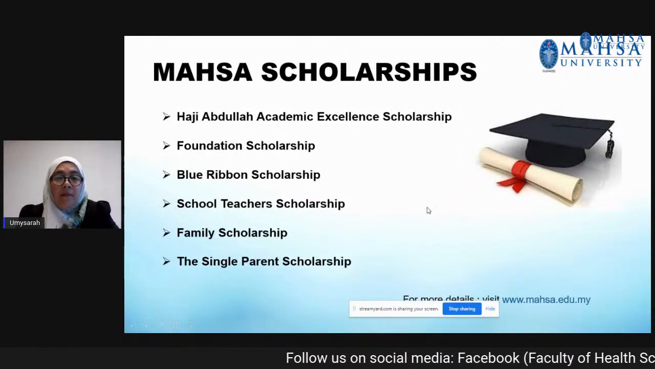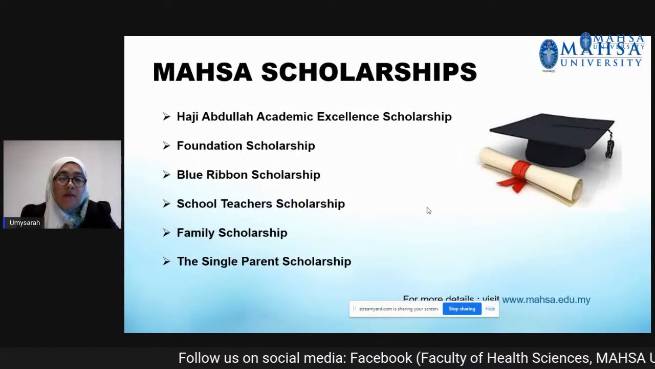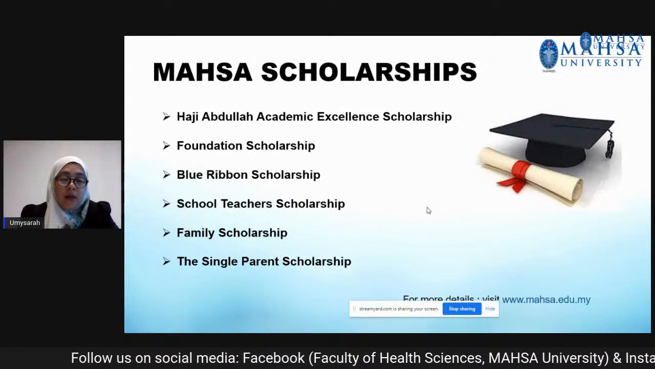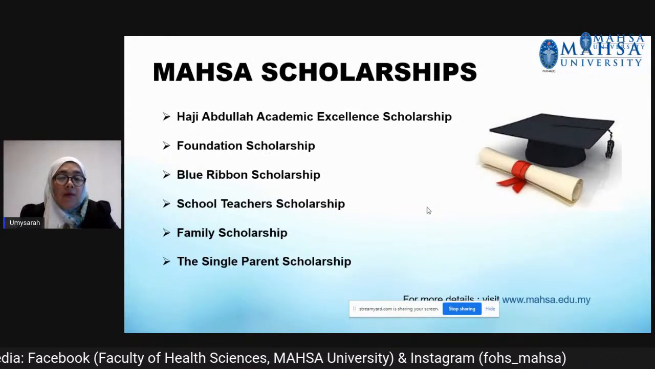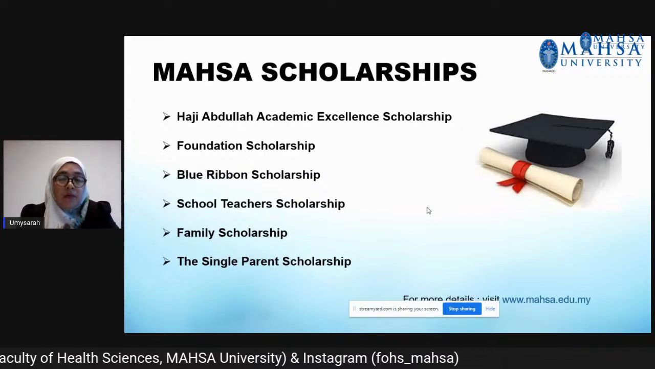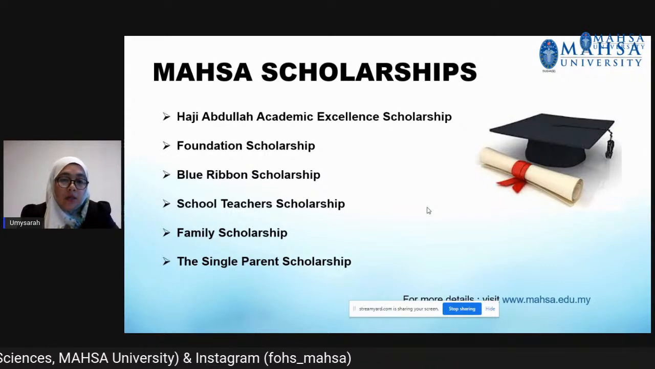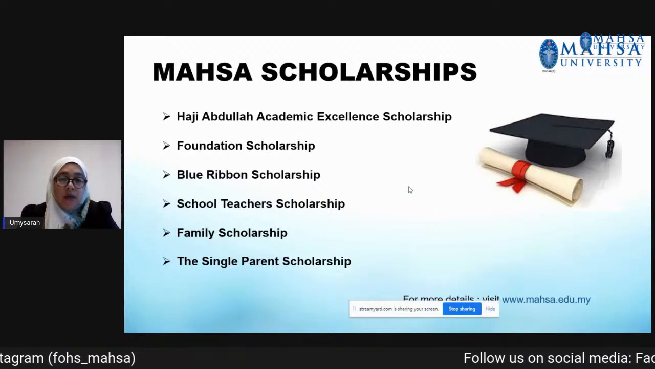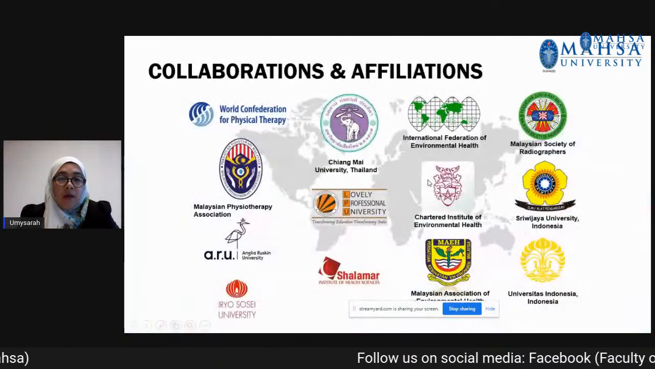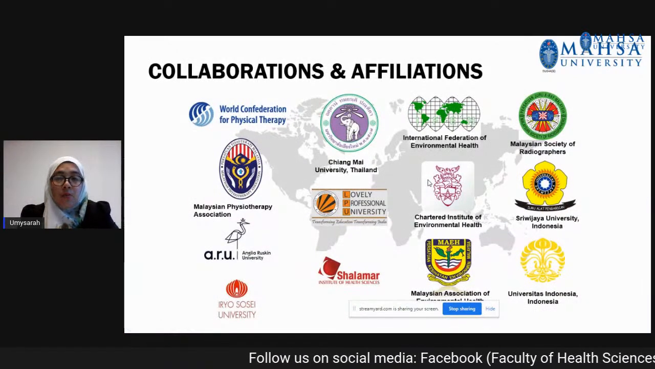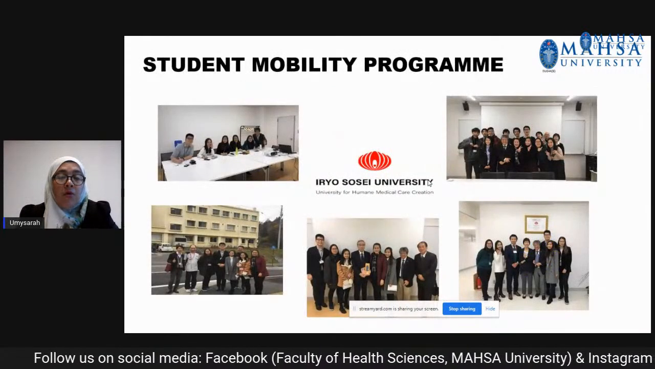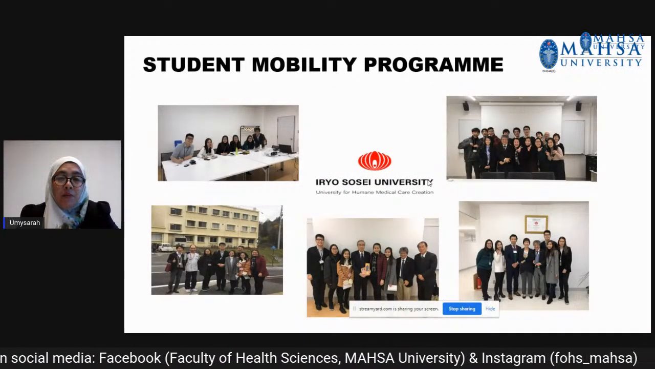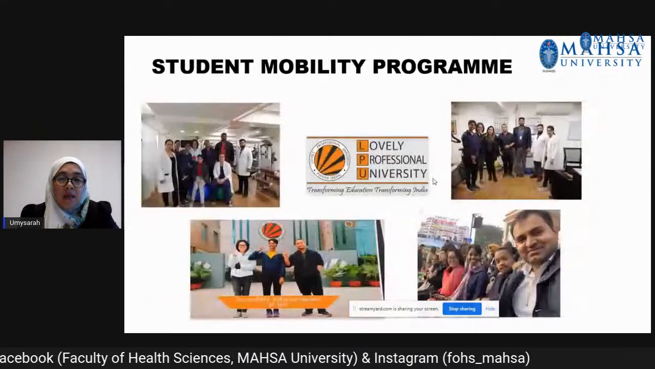MAHSA also has several scholarships: the Haji Abdullah Academic Excellence Scholarship, Foundation Scholarship, Blue Ribbon Scholarship, School Teacher Scholarship, Family Scholarship, and the Single Parent Scholarship. MAHSA also has collaboration and affiliation with these foundations, and we also have a student mobility program.